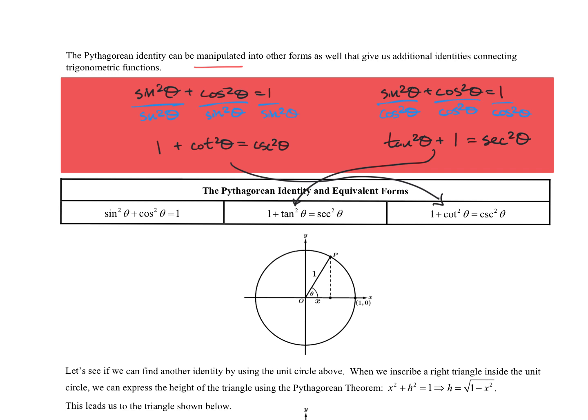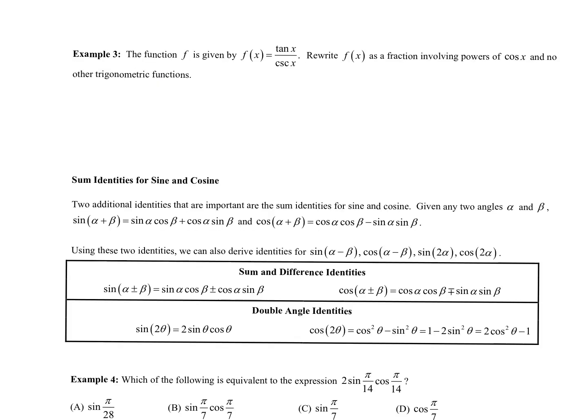The only one that we have to memorize is sine squared plus cosine squared is equal to 1. And then how do I get these other 2? Divide by sine squared and cosine squared. All right. So let's look at this one.